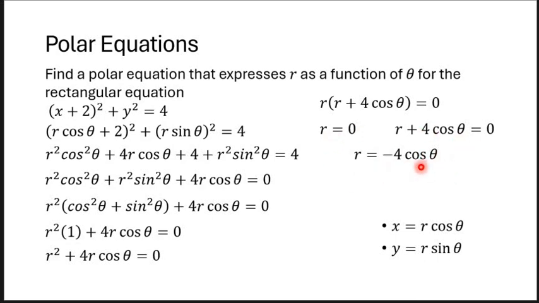And this would be the equation of this circle, and that is what the equation of a circle that's not centered at the origin but tangent to either the x or y axis would look like. Alright, let's take a look at the next question.